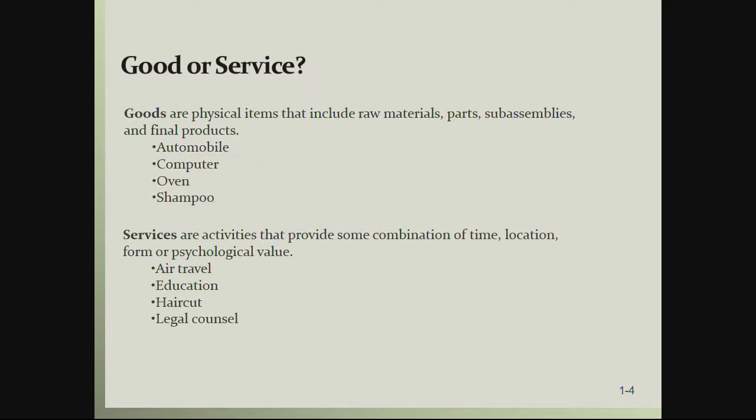Okay, 2 typical industries nowadays, right? Manufacturing and service. The goods include raw materials, parts and final products. Typical industries include the automobile, computer, oven, shampoo, that's industry. Services can be like our industry, education, we provide service, right? Air travel, healthcare, legal counsel, that's all service industry.